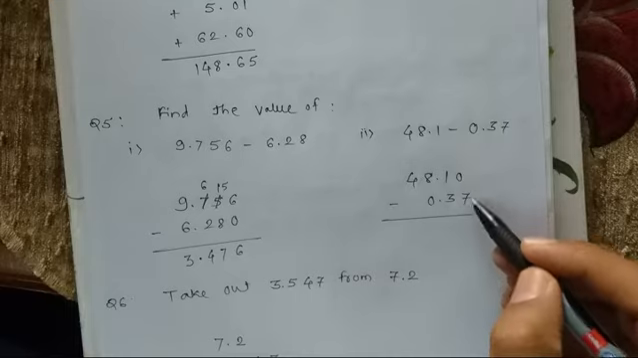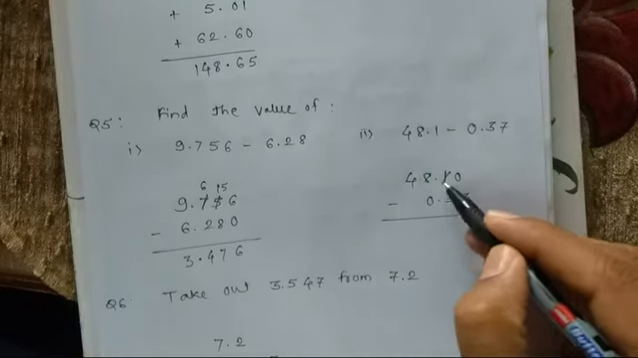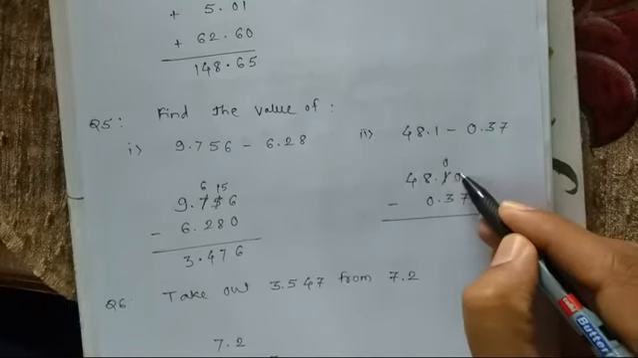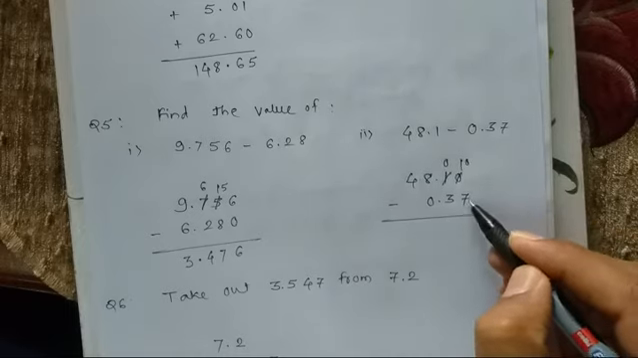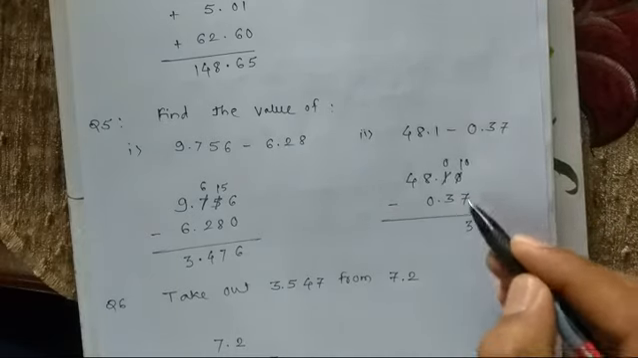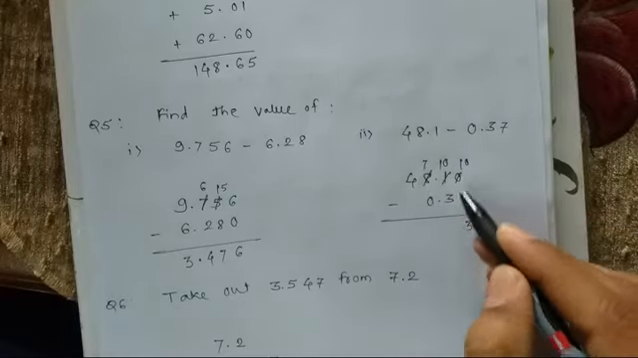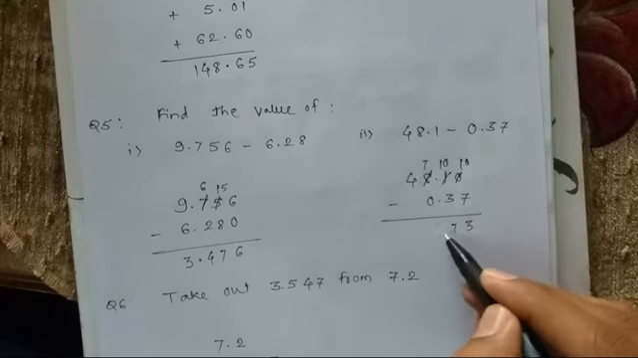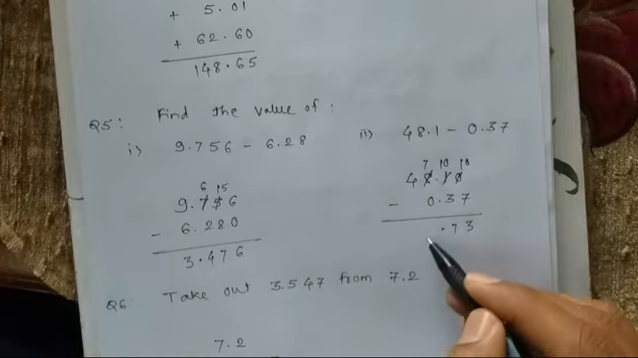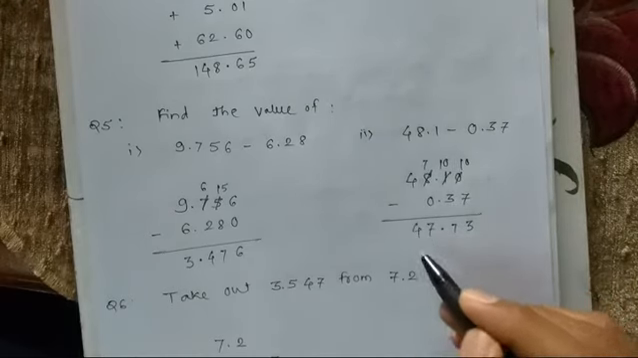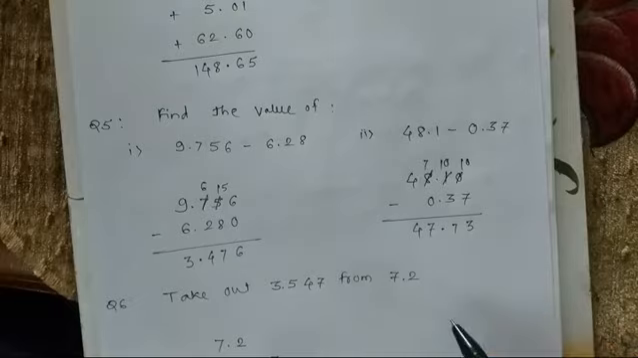Now again we cannot subtract this 7 from 0. So let's borrow 1 from here. This 1 will become 0 and 0 will become 10. Then subtract 7 from 10. You will get 3. Again borrow 1 from here. This will become 7 and this will become 10. 10 minus 3 is 7. Point below the point, 7 minus 0 is 7 and 4 as it is. So the answer is 47.73.